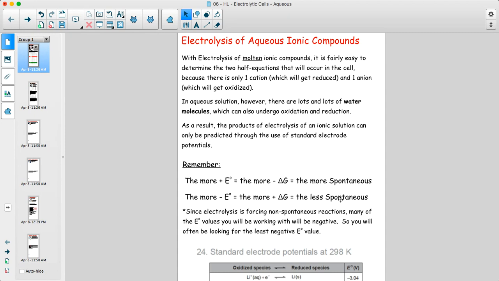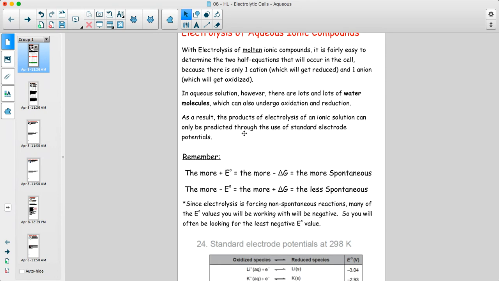In the HL syllabus, you also have to look at the electrolysis of aqueous ionic compounds because really it's a lot easier to have a solution of an ionic compound dissolved in water than it is to have a melted ionic compound, which requires a very, very high temperature. The issue is in an aqueous solution, in addition to the ions, there are also lots of water molecules. And water molecules can also undergo oxidation and reduction. And so what that means is that if we're going to predict what's going to be made in the electrolysis of aqueous ionic compounds, then we have to use table 24 again and the standard electrode potentials.